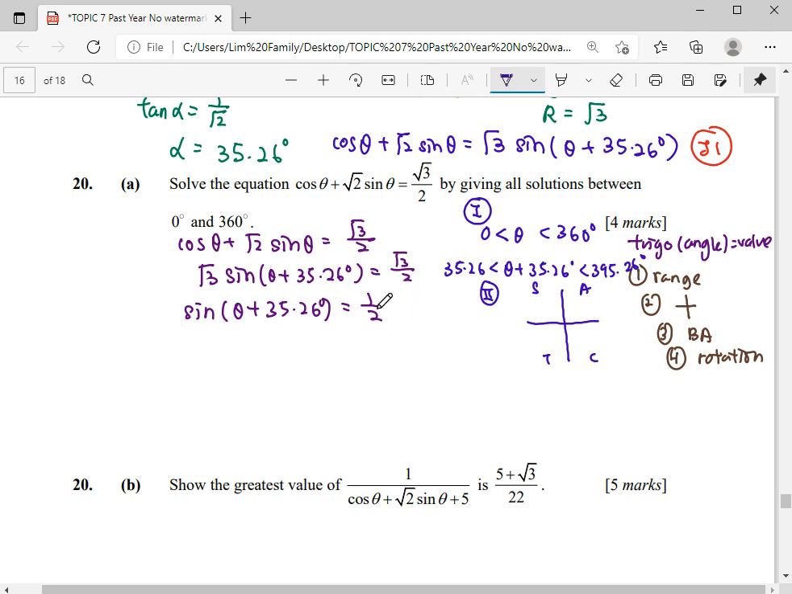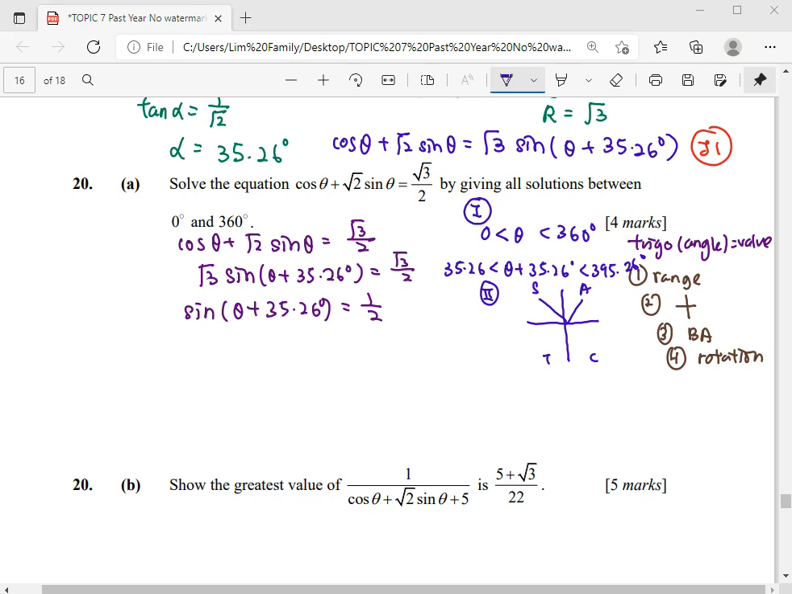Now they say positive value for sine, so it involves quadrant 1 and quadrant 2. Sine is positive in the first two quadrants, while in quadrant 3 and 4 it will be negative. So this is our step 2, determining the quadrants involved.